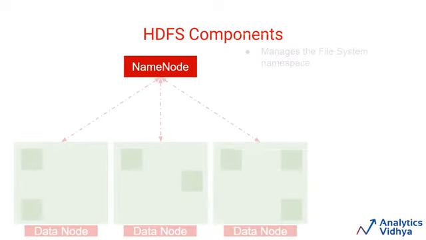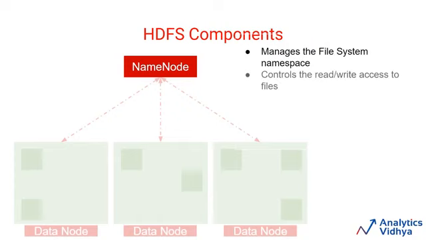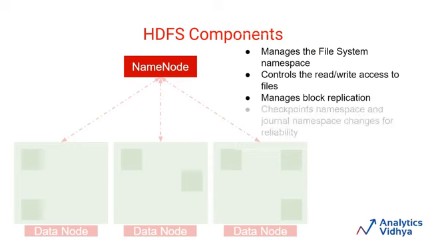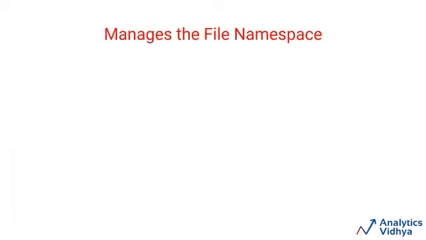In brief, the name node manages the file system namespace, controls the read-write access to files, manages block replication, and checkpoints the namespace and journal namespace changes for reliability. Let's understand each of these functions at a more granular level, beginning with managing the file namespace.